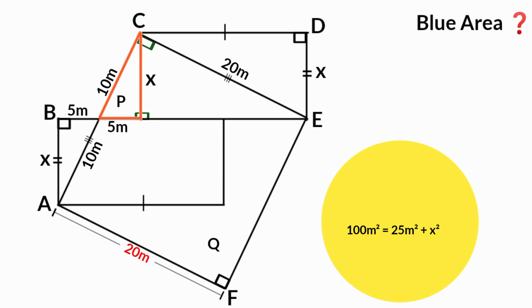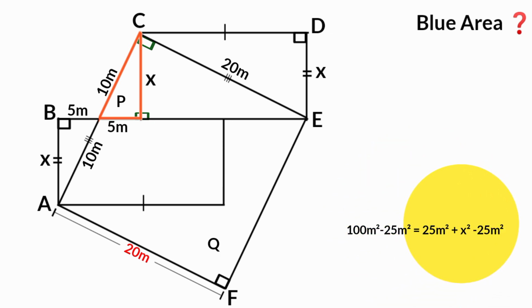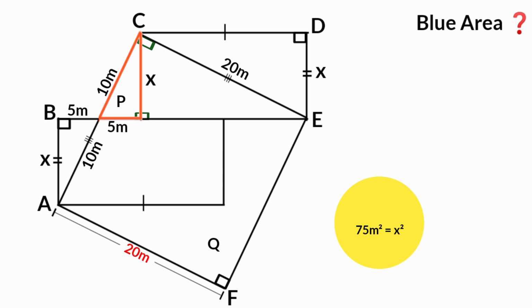Subtracting 25 meters squared from both sides, here 25 meters squared minus 25 meters squared is 0, and here 100 meters squared minus 25 meters squared is 75 meters squared. Now 75 meters squared equal to x squared. Taking the square root of both sides, here square root of x squared is x, and here since 75 is the same as 25 times 3, it will be square root of 25 times square root of 3. Root 25 is 5, and 5 times root 3 meters is 5 root 3 meters. So 5 root 3 meters equal to x. That is, the length of this side here is 5 root 3 meters.